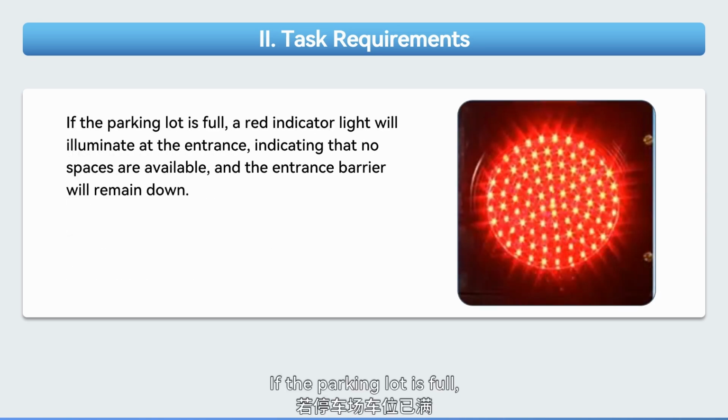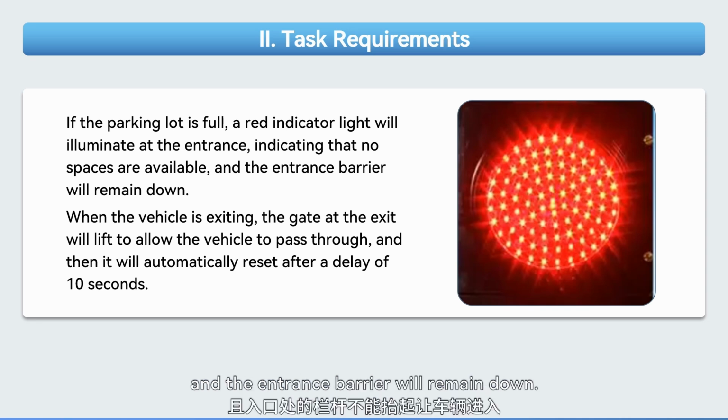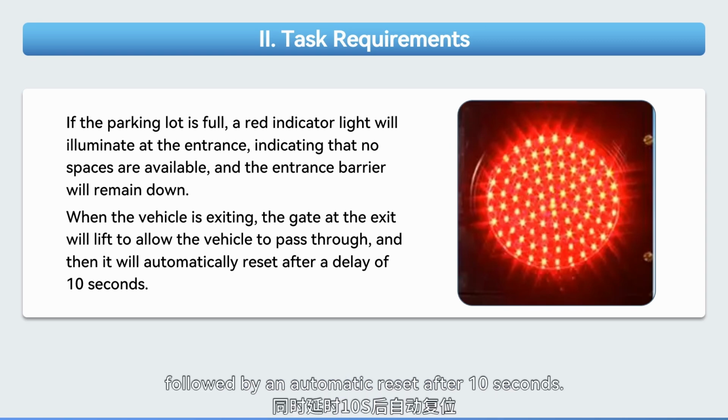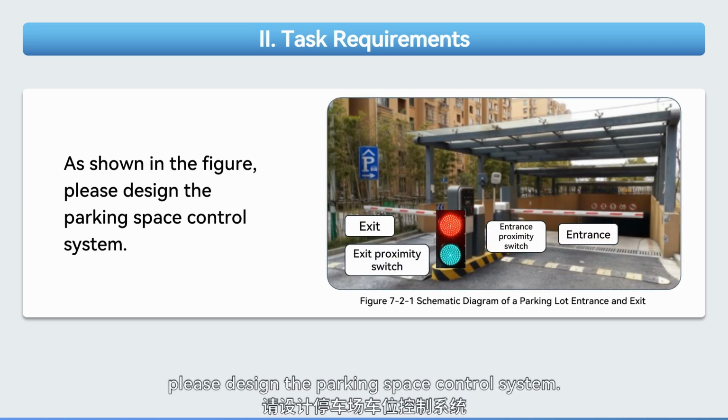If the parking lot is full, a red indicator light will illuminate at the entrance, indicating that no spaces are available, and the entrance barrier will remain down. When vehicles exit, the exit barrier will be raised to allow vehicle departure, followed by an automatic reset after 10 seconds. As shown in Figure 7.2.1, please design the parking space control system.